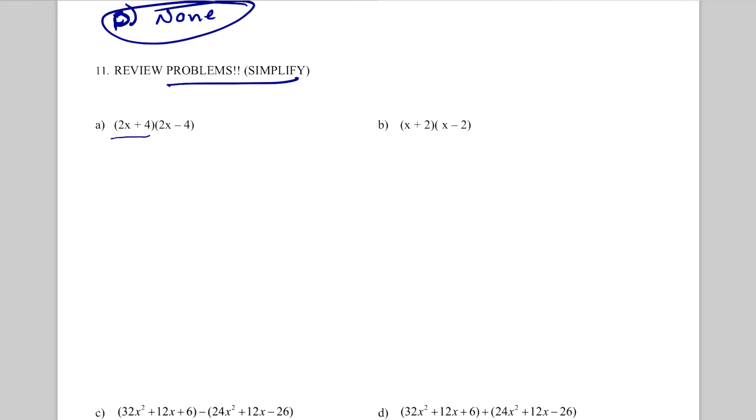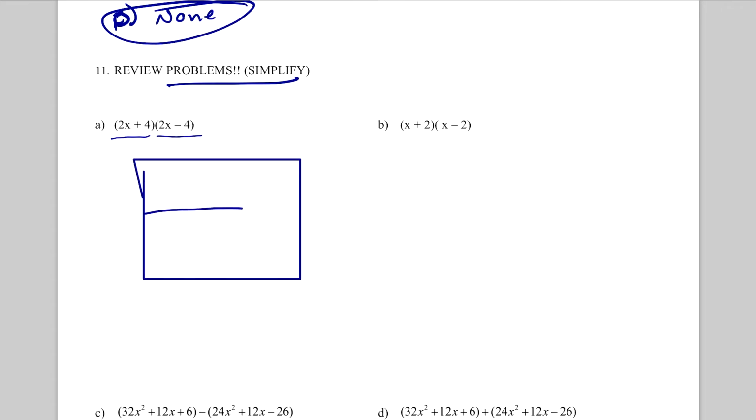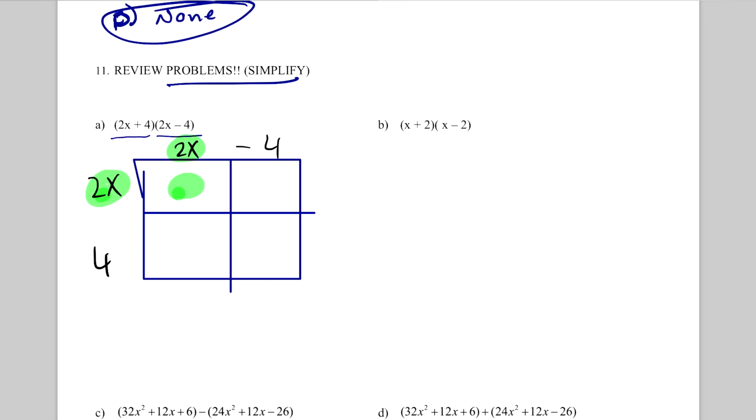Okay, well, number 11 is to review what we learned the past week, which is on multiplying polynomials. So when you multiply a binomial with a binomial, if you remember, the way I show you is we set it up using a box. Okay, like this. Remember that? We take 2x plus 4, 2x minus 4. We multiply these together, and we place the answer in here.